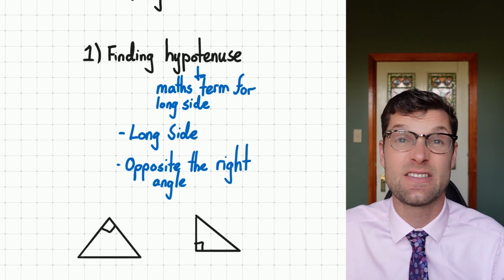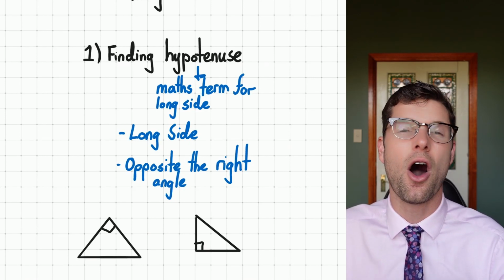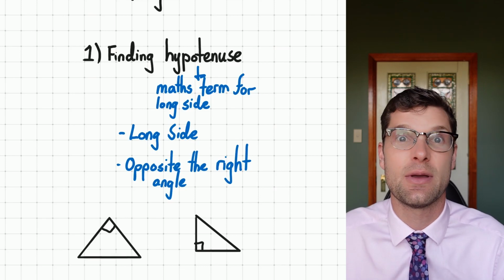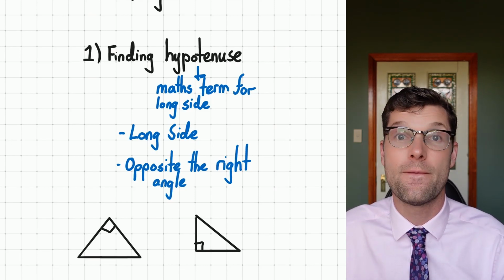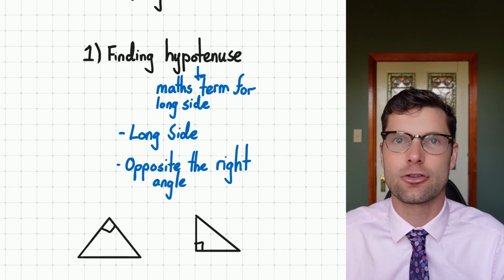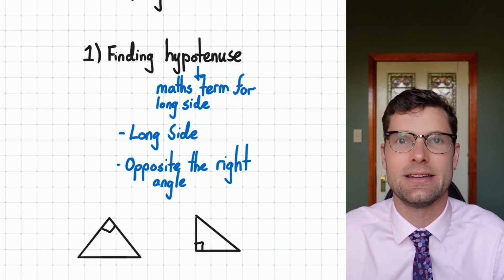So the first skill is finding the hypotenuse. The hypotenuse is just the maths term for long side, right? It sounds a bit fancier, so that's why we use it. The first definition of the hypotenuse is that it is the longest side in a right angle triangle, and that's usually pretty easy to see.